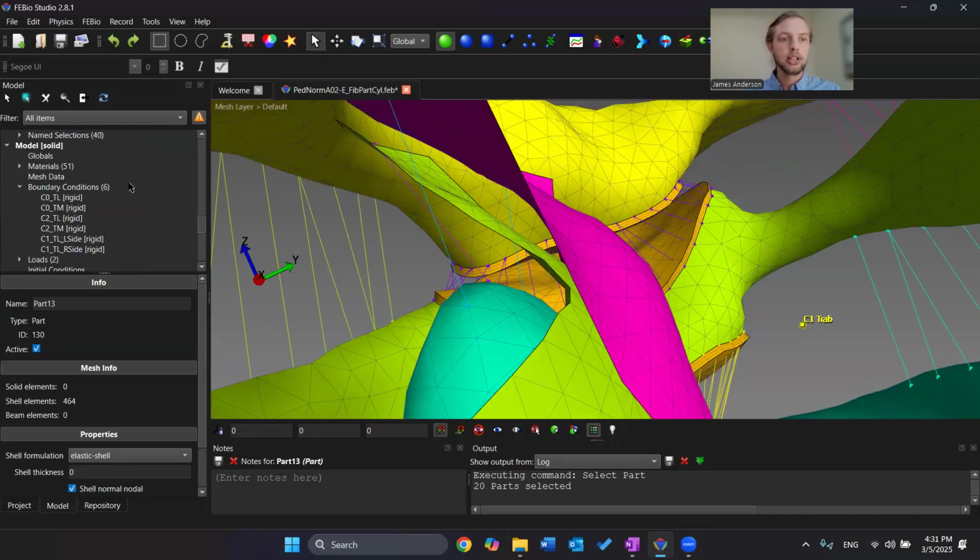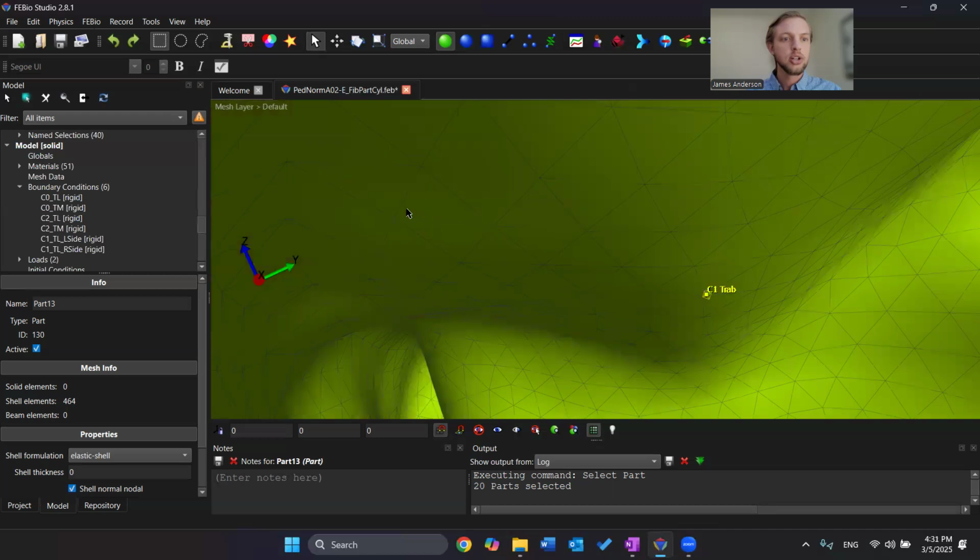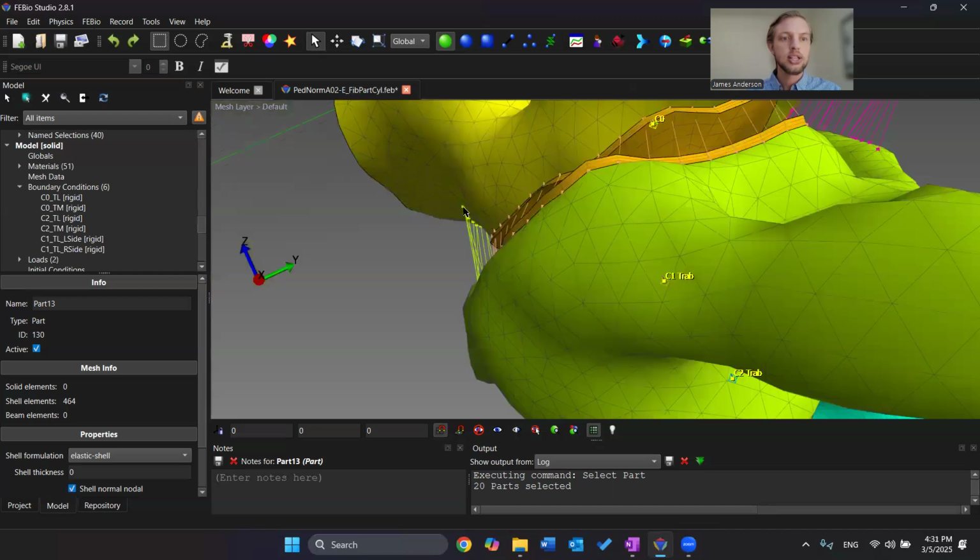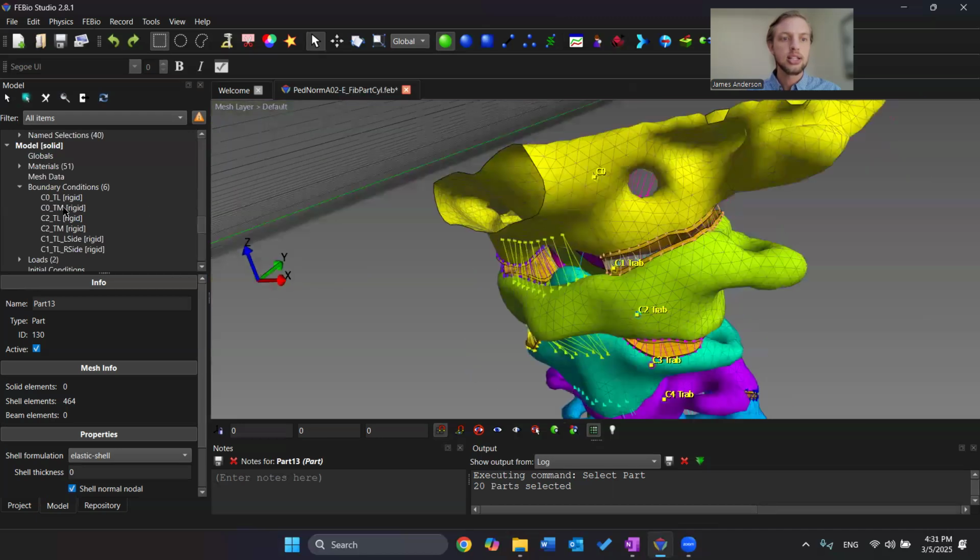We can move on to boundary conditions. So COTL, COTM, C2TL, C2TM, and then also C1TL.